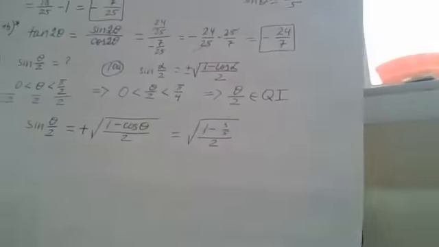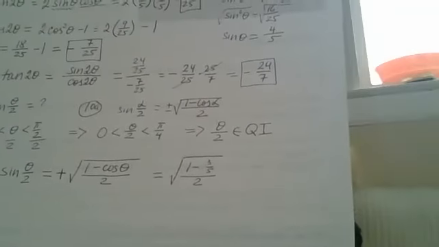I'm going to plug in that value right now. Cosine was 3/5, so 1 minus 3/5 over 2. And I'm going to solve this right now. 1 minus 3/5 will be 2/5, divided by 2, which is square root of 2/5 times 1/2. And I will cancel 2 with 2.